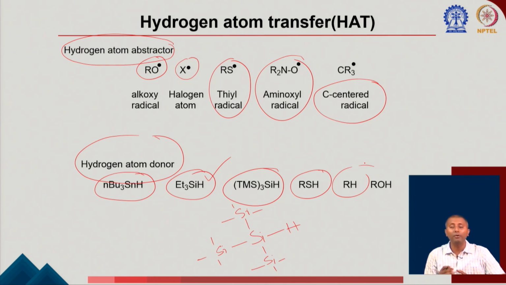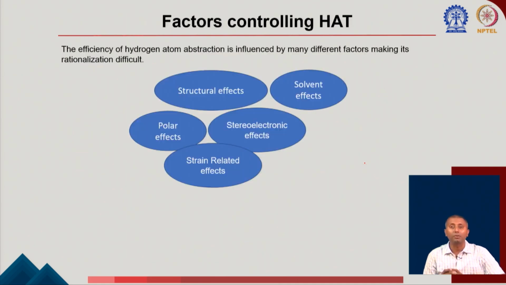one of the things I have already mentioned in the previous classes, that the radicals can be classified as electrophilic radical or nucleophilic radical, if you remember. And then the question comes that if there is an electrophilic radical, then it will prefer to abstract hydrogen from a nucleophilic hydrogen atom donor. So let us try to understand what I was trying to talk about.